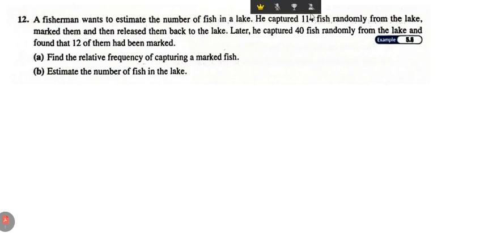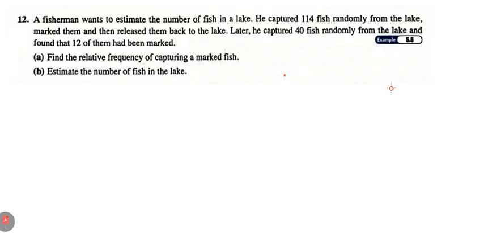So a fisherman wants to estimate the number of fish in the lake. He captured 114 fish randomly from the lake, marked them, and then released them back to the lake. Later, he captured 40 fish randomly from the lake and found that 12 of them had been marked. So the question is, find the relative frequency of the captured marked fish.